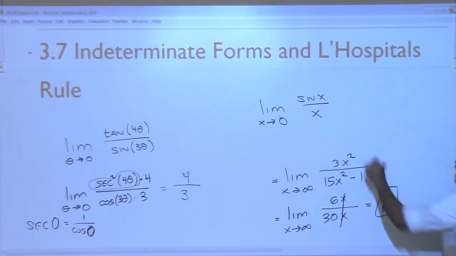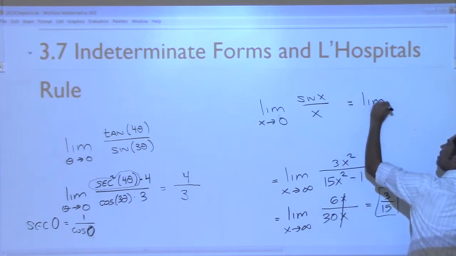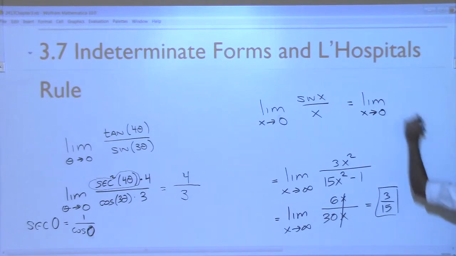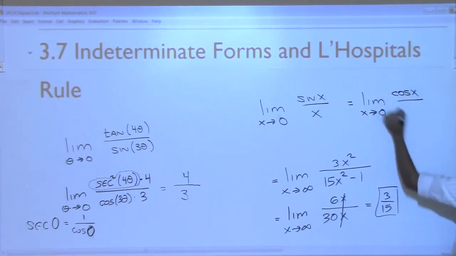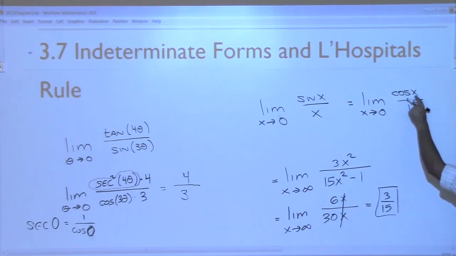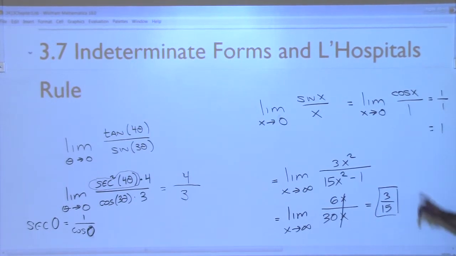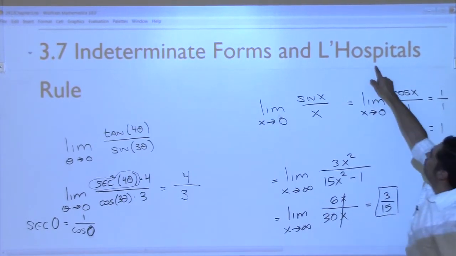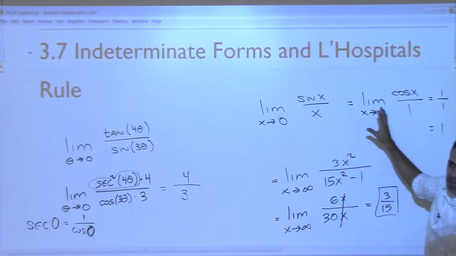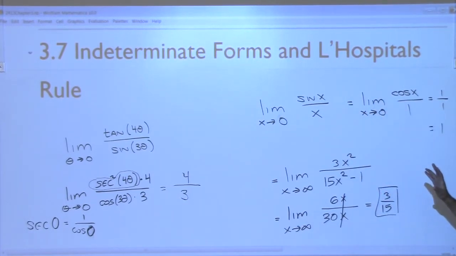But now I'd like for you to just take the derivative of the top and bottom separately. What's derivative of the top? Cosine x. What's derivative of the bottom? 1. Okay, now let x go to 0. Cosine of 0 is 1 over 1. The answer is 1. Okay? This is what's called L'Hopital's rule. And it's a new way of taking limits. And it's pretty nice, right?